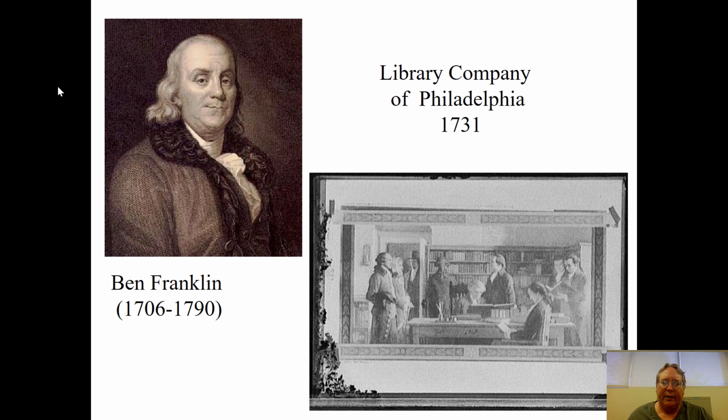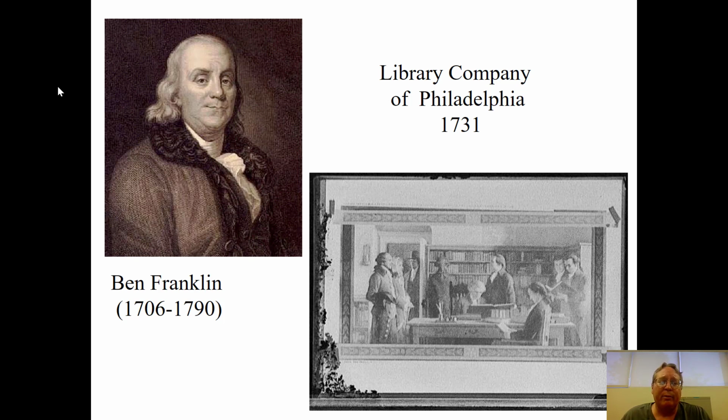Now, to show just how all of this is working together, right, and show how these colonies are starting to fit together, let me tell you the story of this guy. You may have heard of him. His name is Ben Franklin. Now, Ben Franklin is actually born in Boston, in Massachusetts, in 1706.